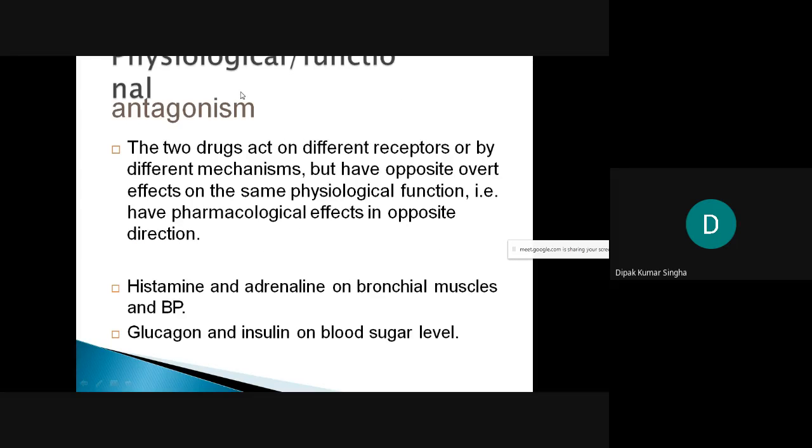Next, physiological antagonism: two drugs acting on different receptors or by different mechanisms have opposite effects on the same physiological function, that is, the pharmacological effects are in opposite directions. Histamine and adrenaline on the bronchial muscle and blood pressure show synergistic and antagonistic action. Glucagon and insulin regulate the blood sugar level: glucagon increases the blood sugar level and insulin decreases it.